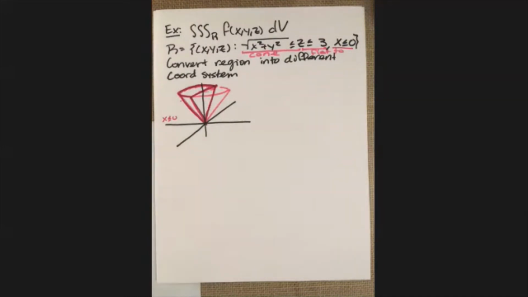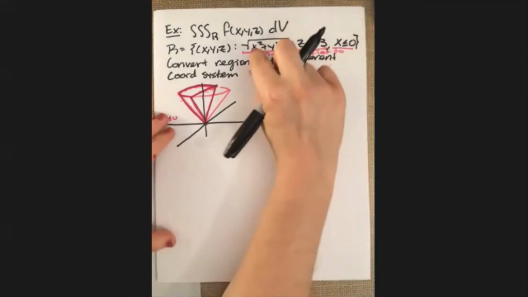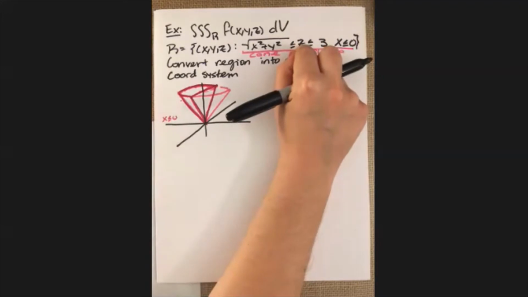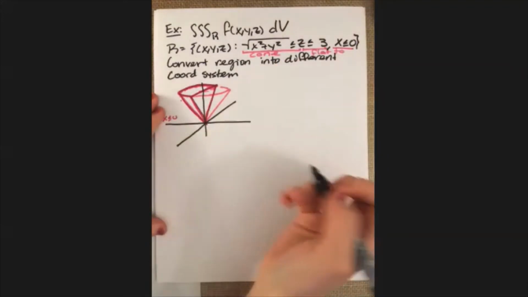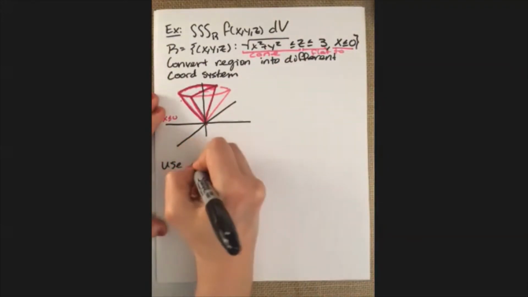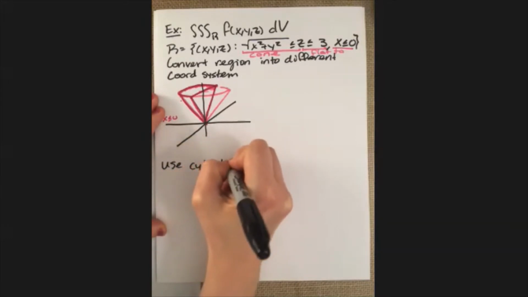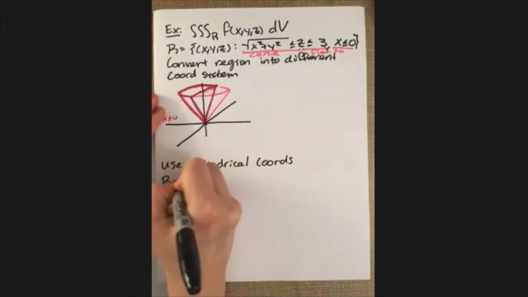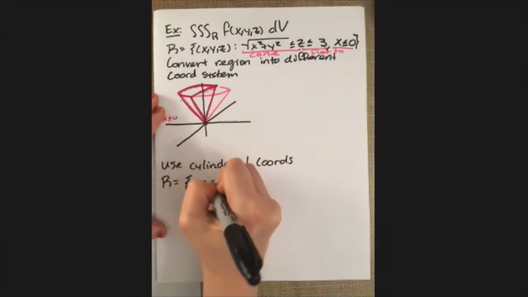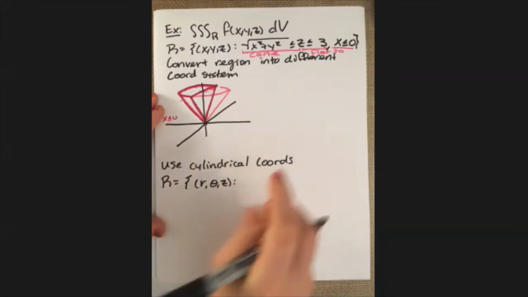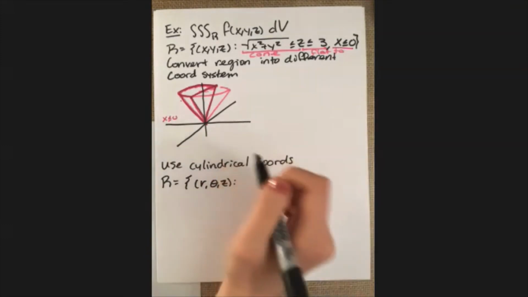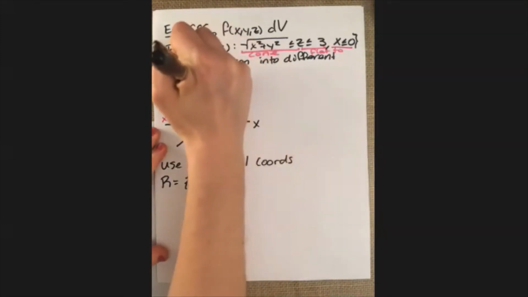Well, since we're looking at a cone that has a flat top, and since we've got x squared and y squared and z is just left alone, our best bet is going to be to use cylindrical coordinates. So we're going to be looking to set up our region in terms of r, theta, and z. And so we just need to come up with the bounds on each of those. I'm going to label all my axes first.